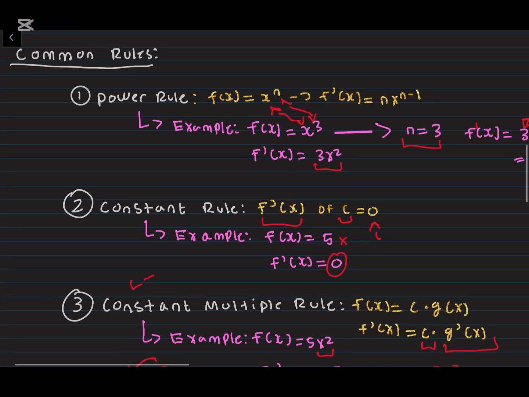If we were to go back here and try to find the derivative of 3x squared, then it would simply be 3 times 2x to the power of 2 minus 1. And this will just give you 6x as your derivative.